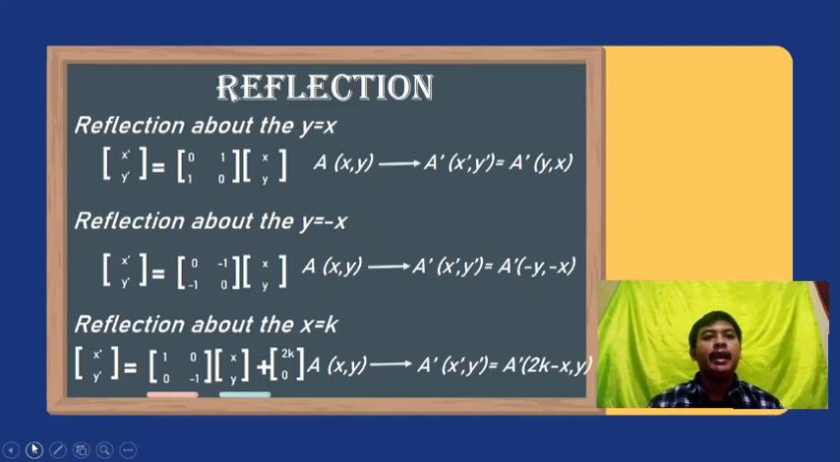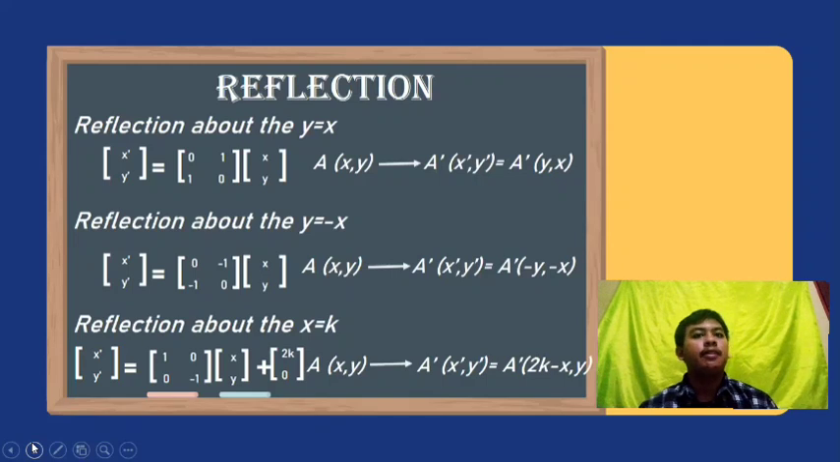And the next, reflection about the line y equals x. In these points, A(x, y) reflection by m, so A' equals (y, x). In these reflections, the x point and y point will be switched in position.